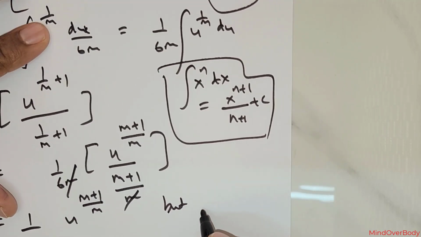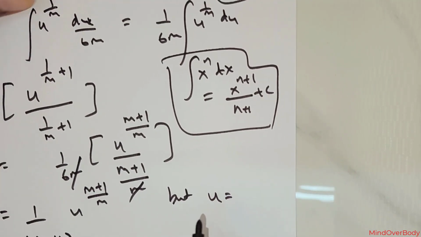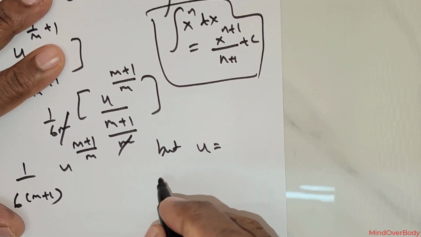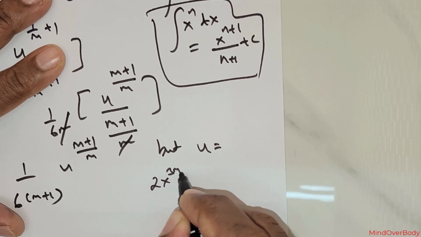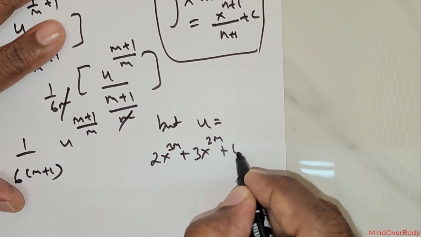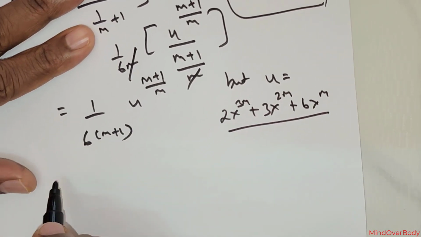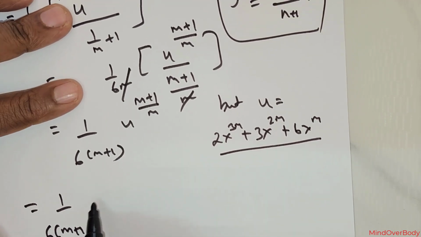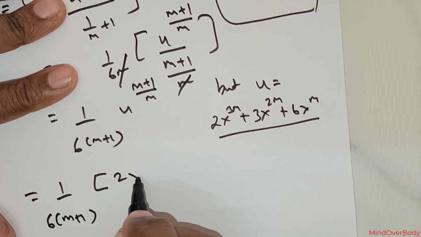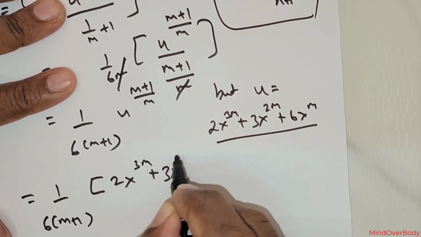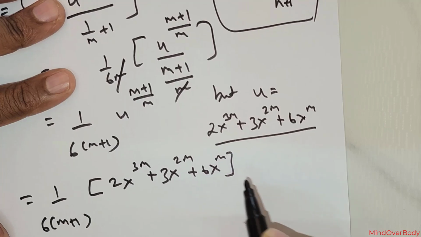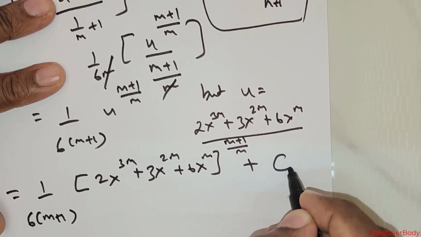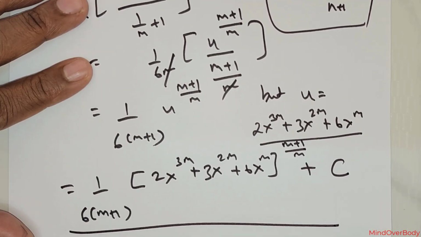But my u, what is my u? Go back here, this is my u. So u is equal to 2x^(3m) + 3x^(2m) + 6x^m. That would mean you have 1 over 6 times (m+1) times (2x^(3m) + 3x^(2m) + 6x^m) raised to the power of (m+1)/m, plus an arbitrary constant. So this is the solution for this question. Thank you.